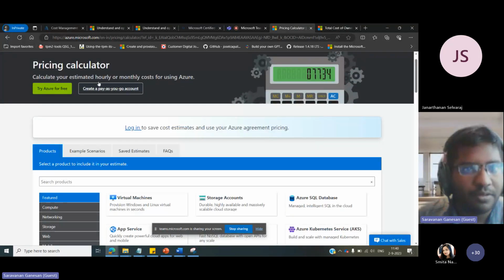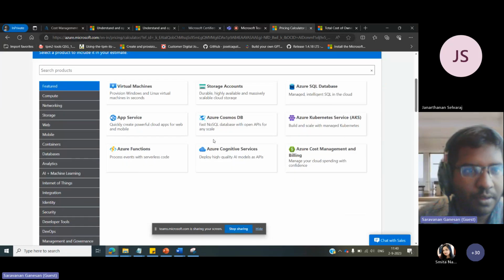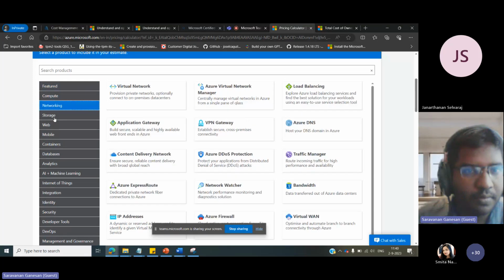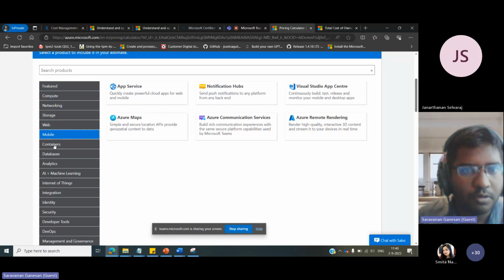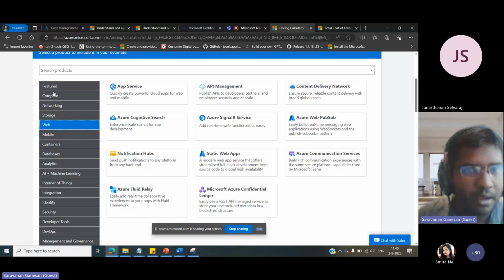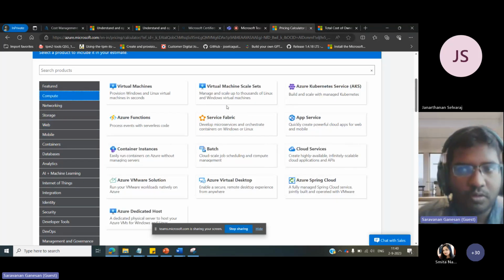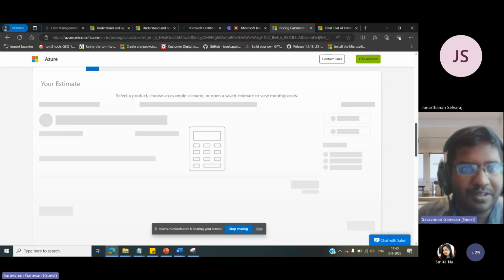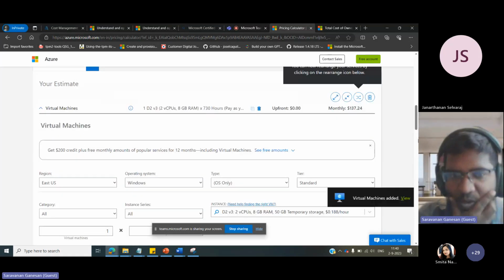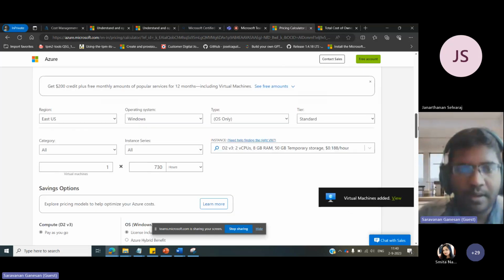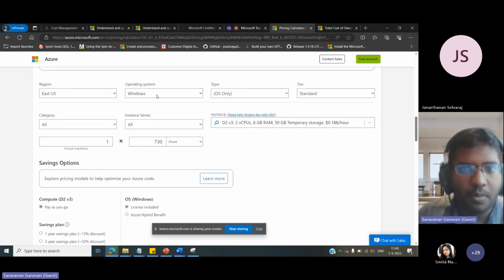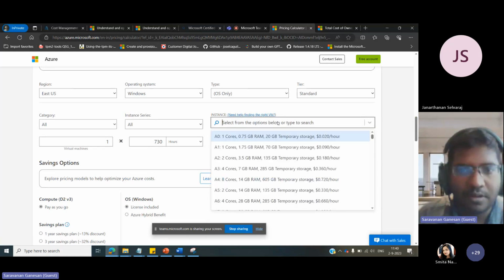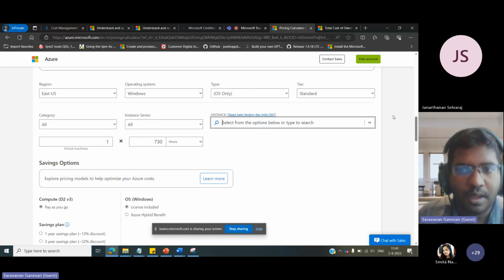This is the Azure pricing calculator, which contains all your Azure services. If you see here, we have a lot of them. For example, I'm taking a compute machine, a virtual machine. Based upon my inputs, it will tell me the cost, for example, if I want to create a virtual machine in East US with the Windows operating system and a standard tier, and also these are the types of instances it contains.